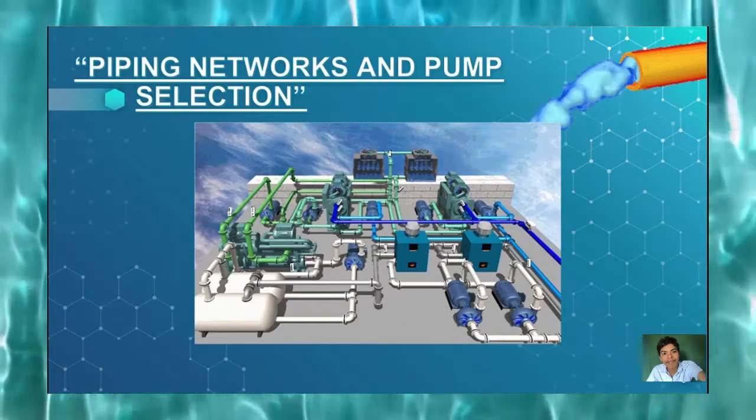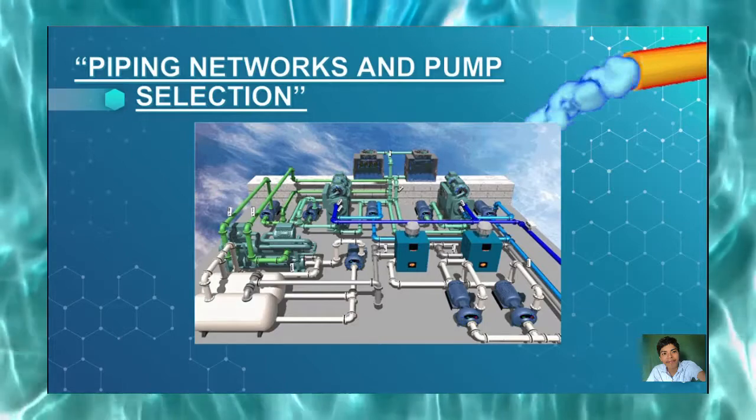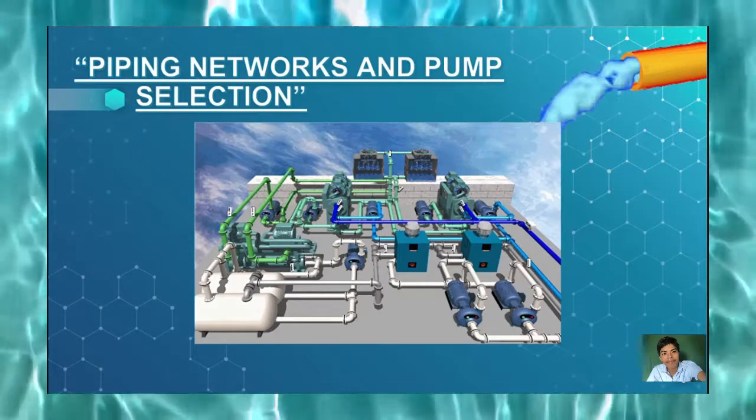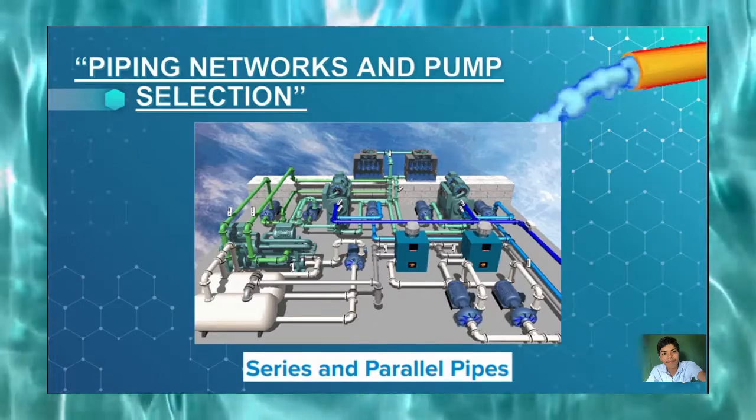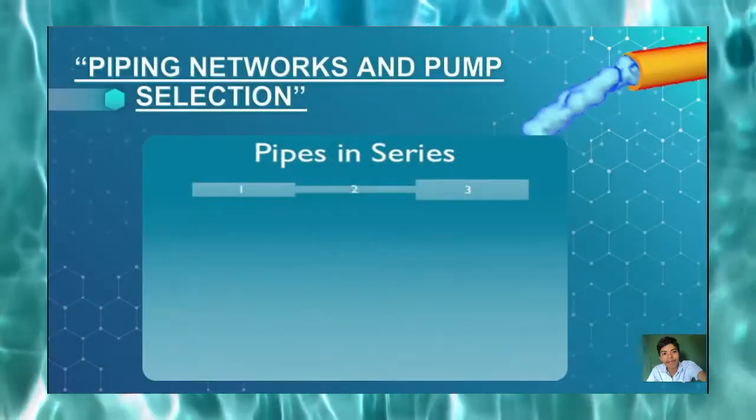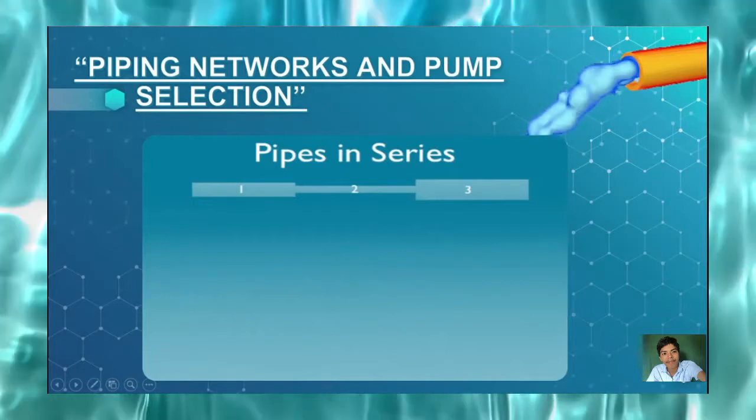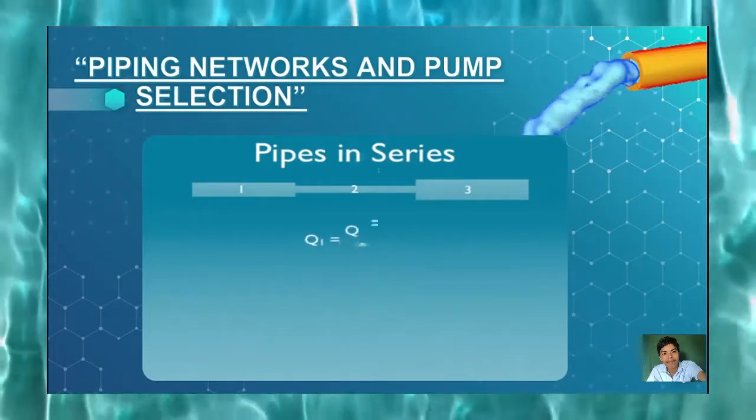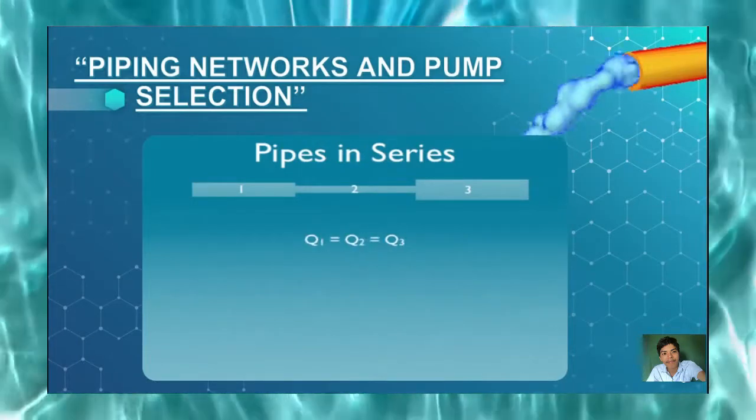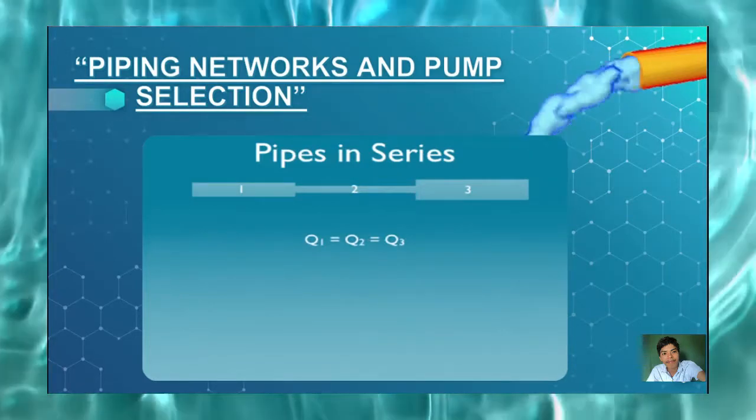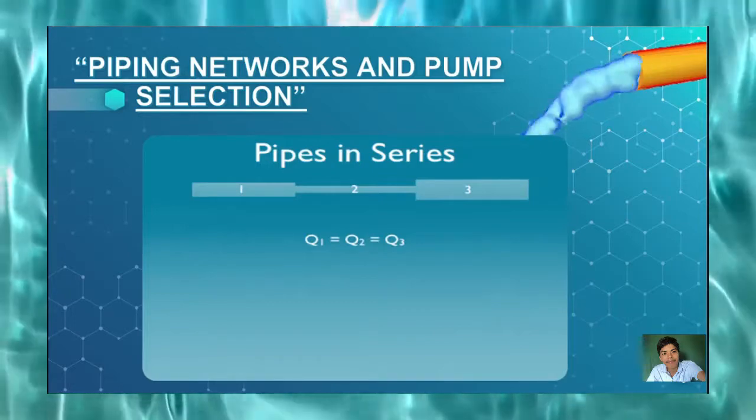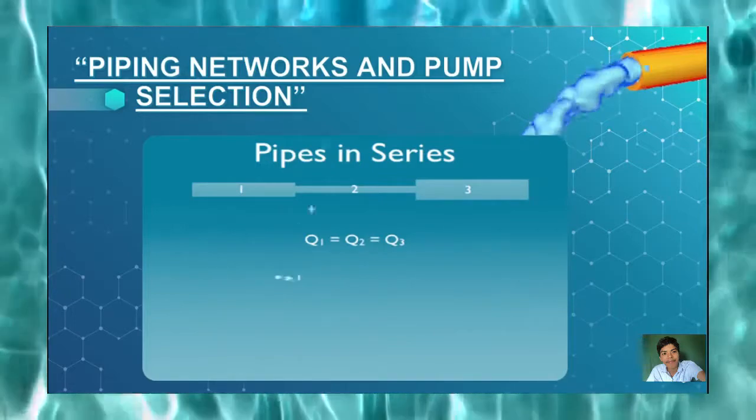Piping networks in pump selection. Piping systems typically involve several types connected to each other in series or in parallel, as shown in the figure. When the pipes are connected in series, the flow rate through the entire system remains constant regardless of the diameters of the individual pipes in the system. This is a natural consequence of the conservation of mass principle for steady incompressible flow.